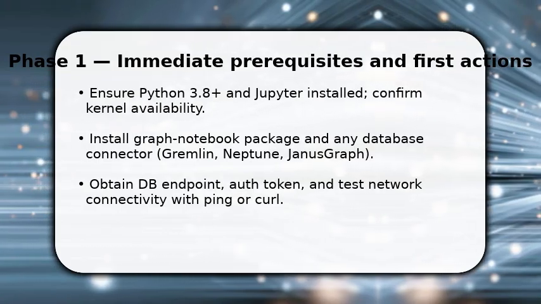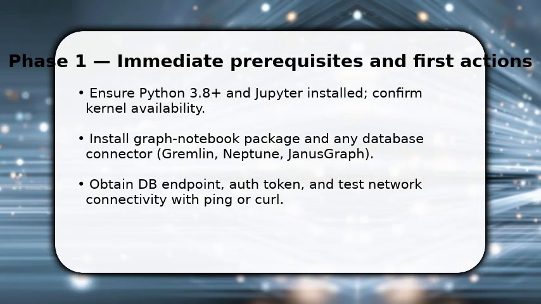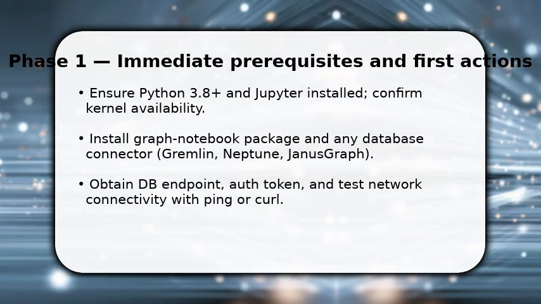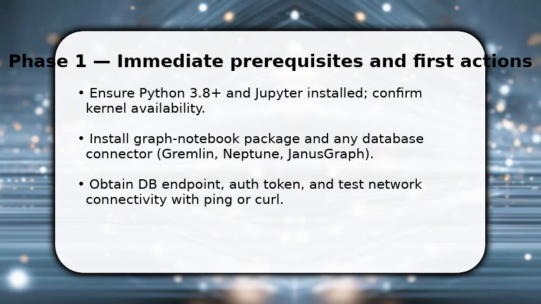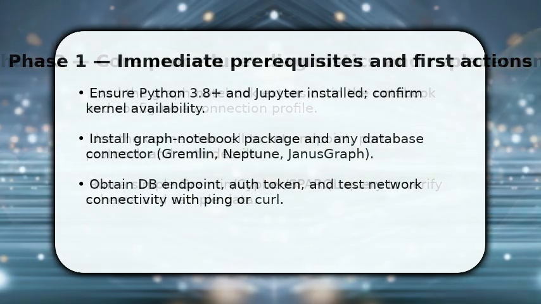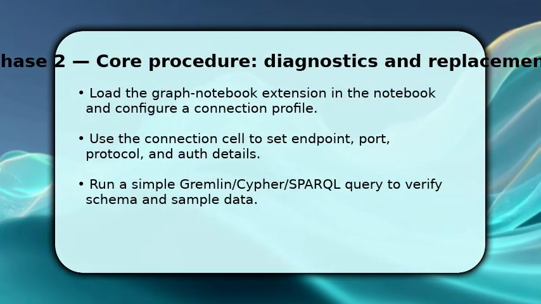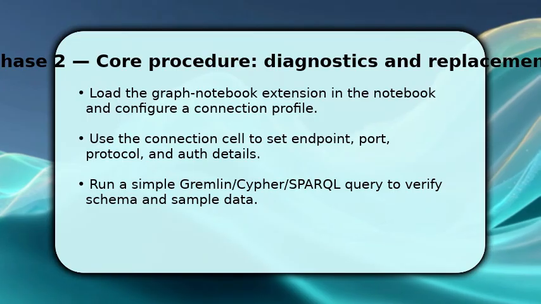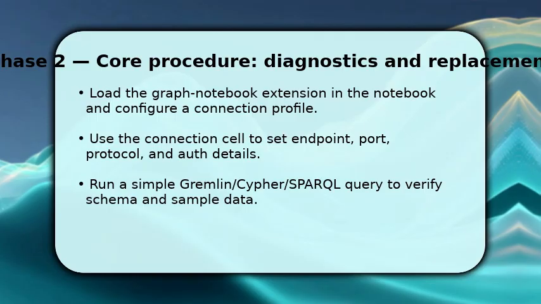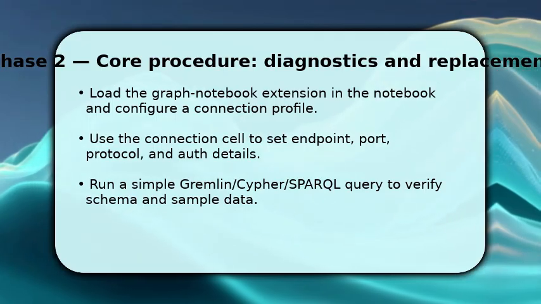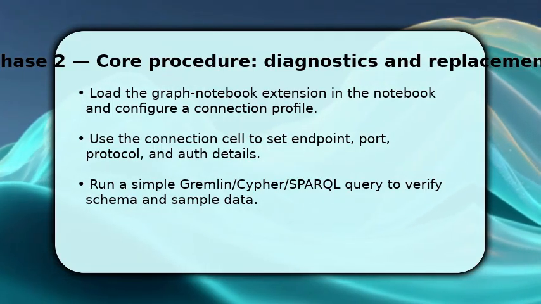Now open Jupyter, create a new notebook, and select the kernel. This sets you up to add the Graph Notebook extension and begin interactive queries. You now configure the connection inside the notebook, load the Graph Notebook extension, and create a connection profile with endpoint, port, protocol, and credentials. Once the profile is saved, switch to a graph cell type and initialize the session.